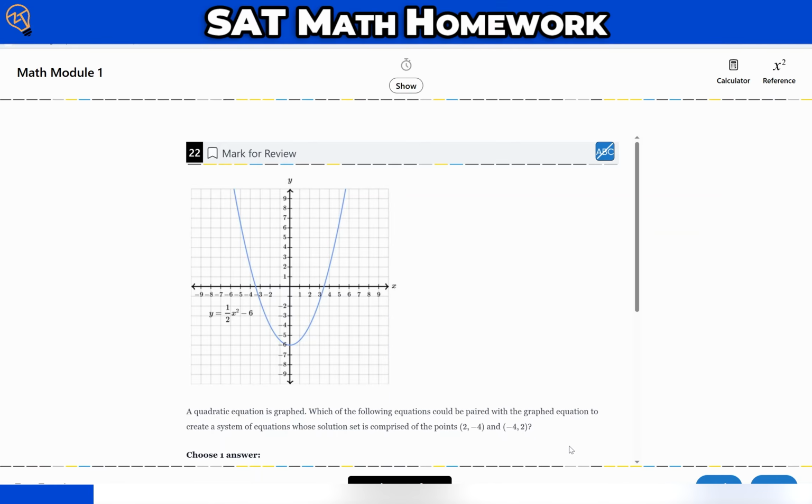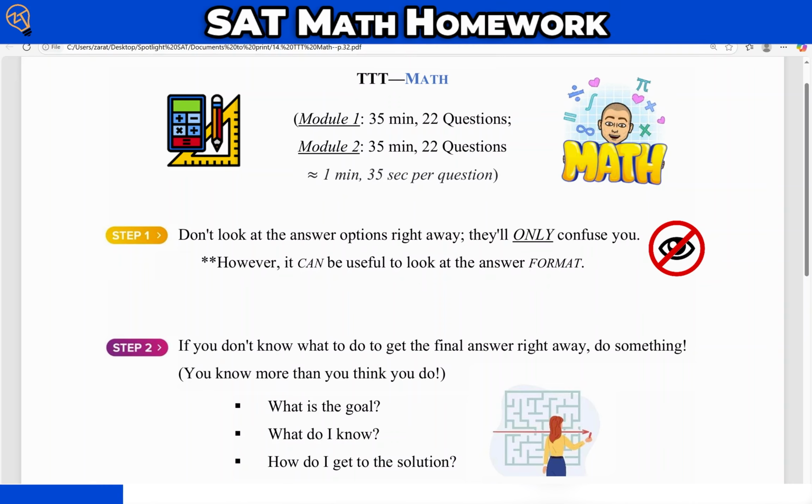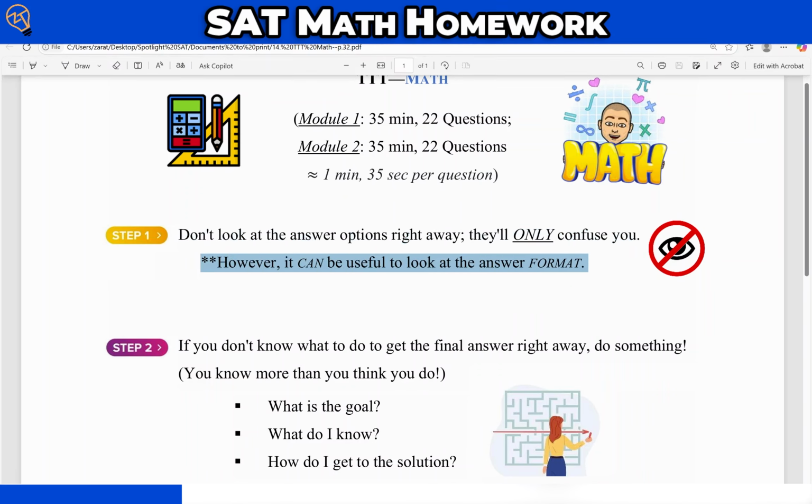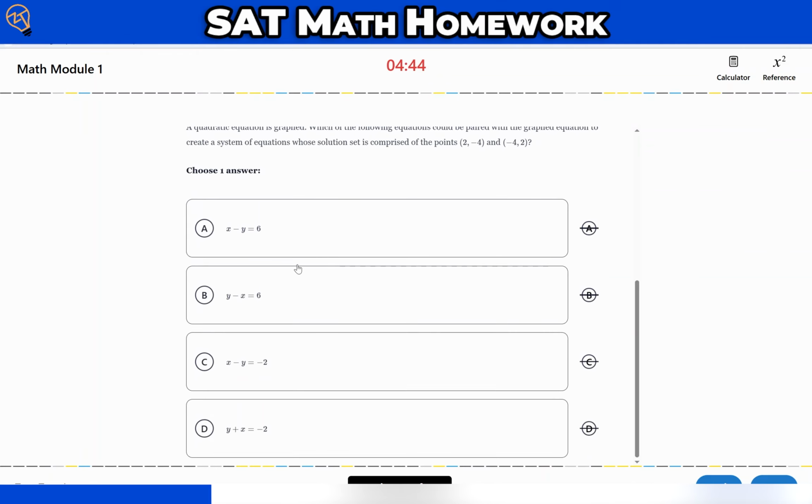And the way that we really know that is when we essentially implement the first tip from the Triple T, Tom's Testing Tips for the Math: don't look at the answer options right away, they'll only confuse you. However, it can be useful to look at the answer format. When we look at the answer format, notice that all of them are equations of a line. More specifically, they're in standard form. We'll get to that in a moment.